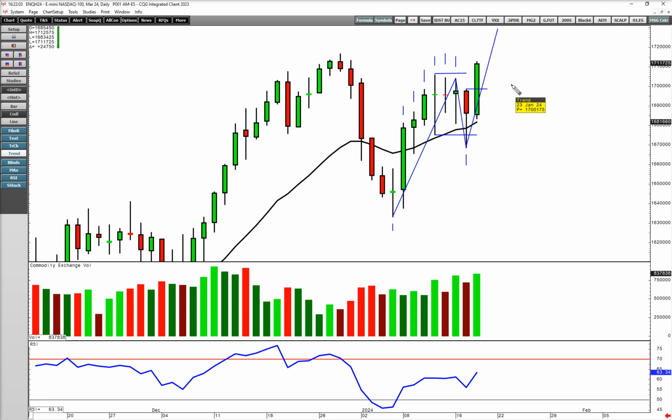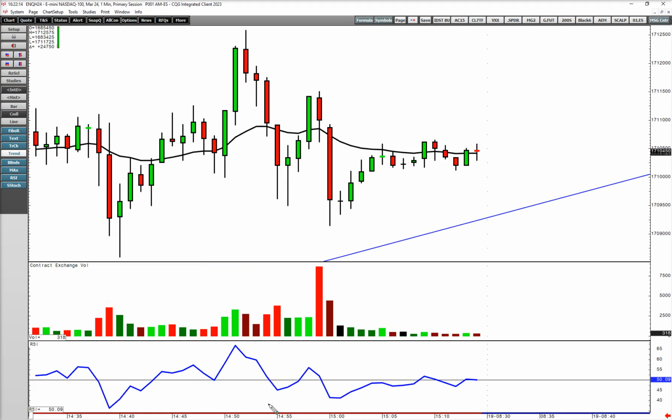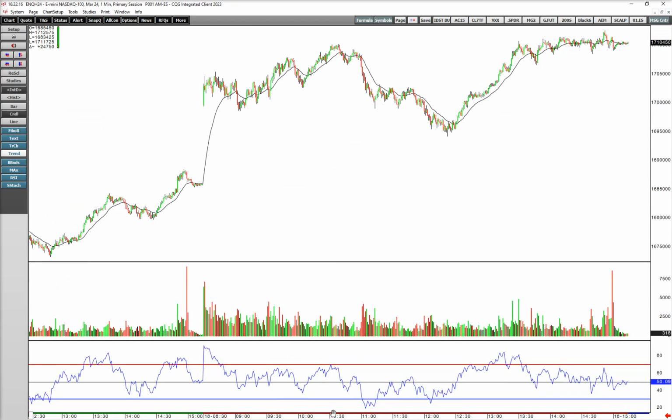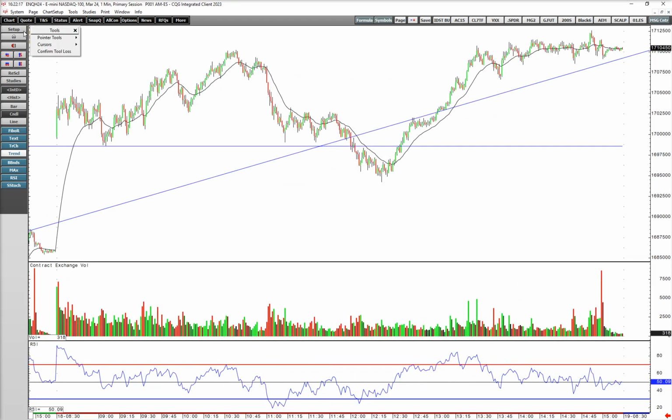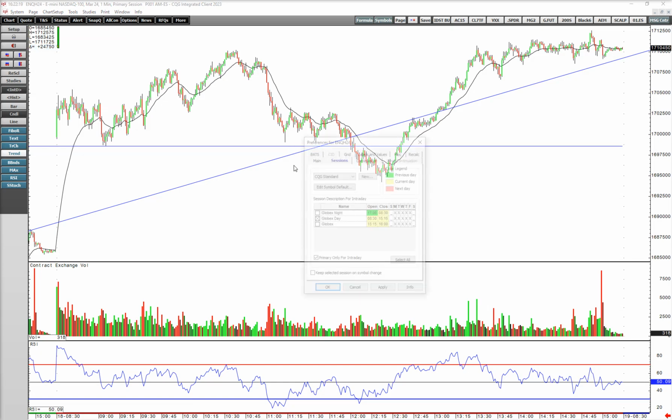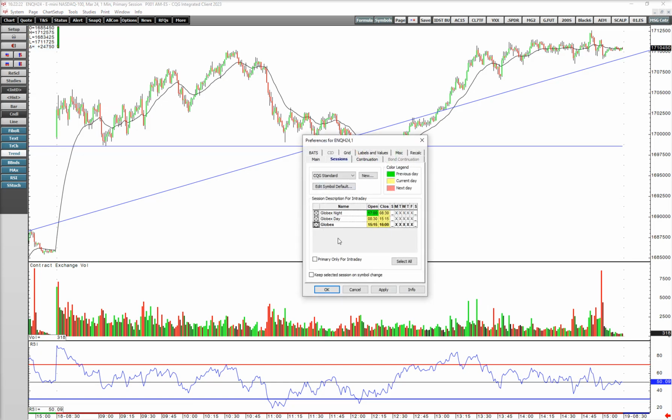So I just wanted to spend a few moments on that daily context because that's very important. We're not trying to do it at every turning point. When there's good daily context, then we want to try it. So now I'm pulling this back to a 1-minute chart, and let's go 24 hours because this set up before the pit open.